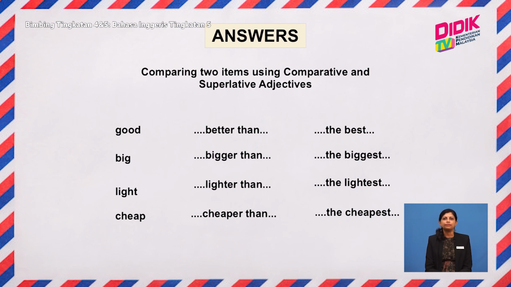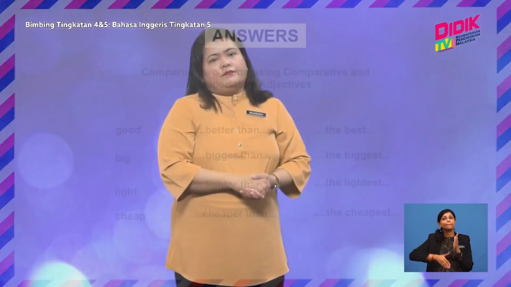So when you want to use the word good, you have to remember, the comparative will become better than, and then the superlative form will become the best. For the word bad, comparative, worse than, superlative form, the worst. You must check the spelling as well.